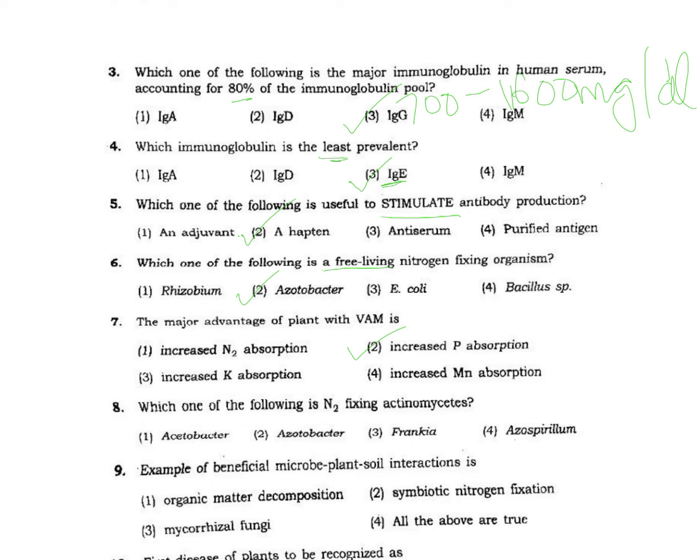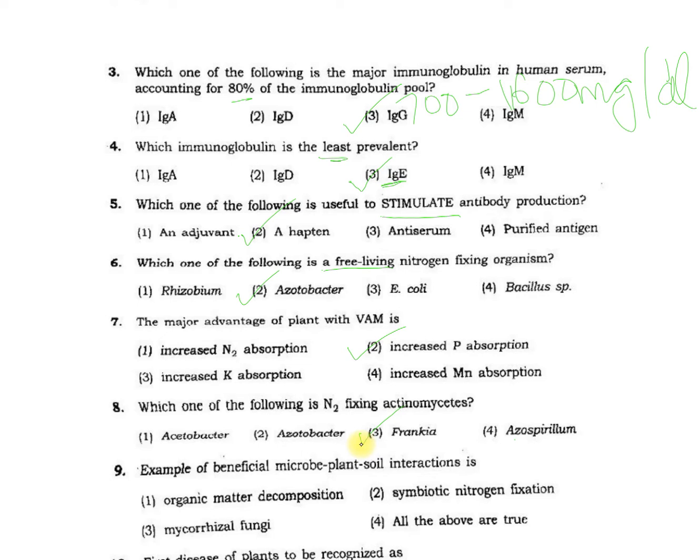Question number 8. Which one of the following is a nitrogen-fixing actinomycete? 1, Acetobacter; 2, Azotobacter; 3, Frankia; 4, Azospirillum. The first one is a bacterium, the second one is also a bacterium, and the fourth one, Azospirillum, is again a type of bacterium. So option 3, Frankia, an actinomycete, is a nitrogen fixer and is the correct option.